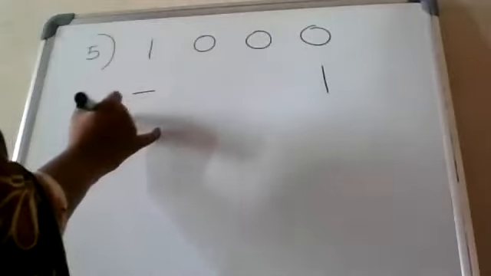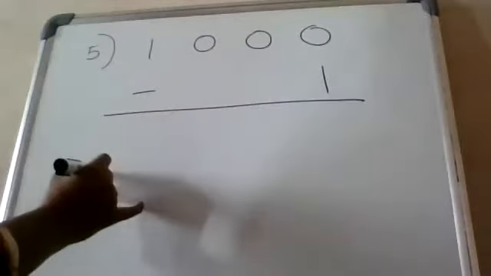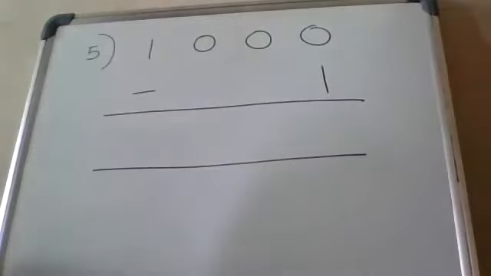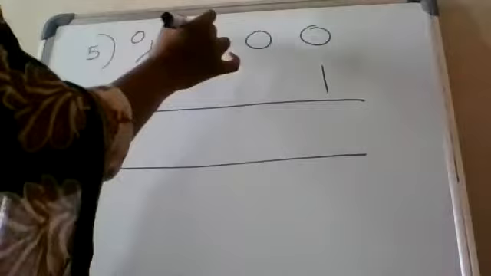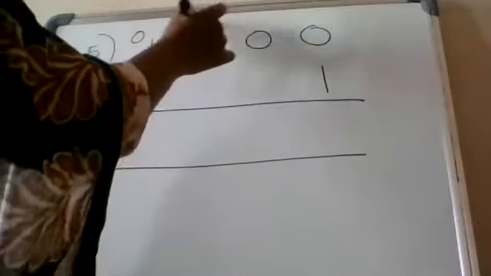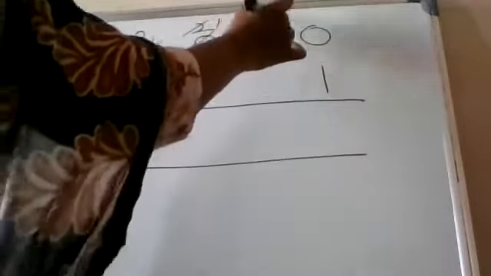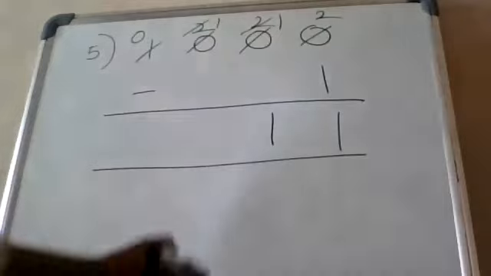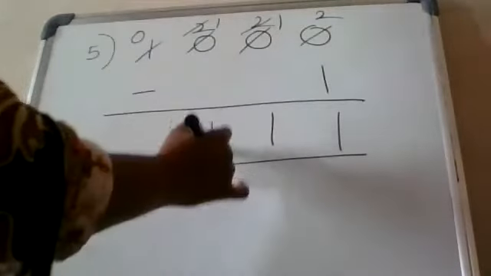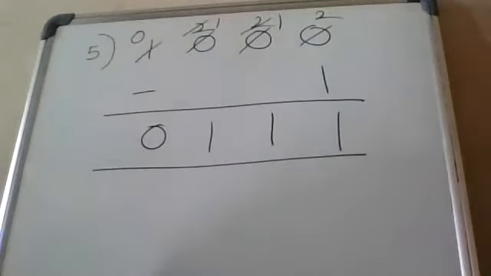1, 0, 0, 0, 1. Take the borrow from here 0, 2. Again take the borrow here 1, here 2. Again take the borrow here 1, here 2. 2 minus 1, 1, 1. Here also 1, here only 0.